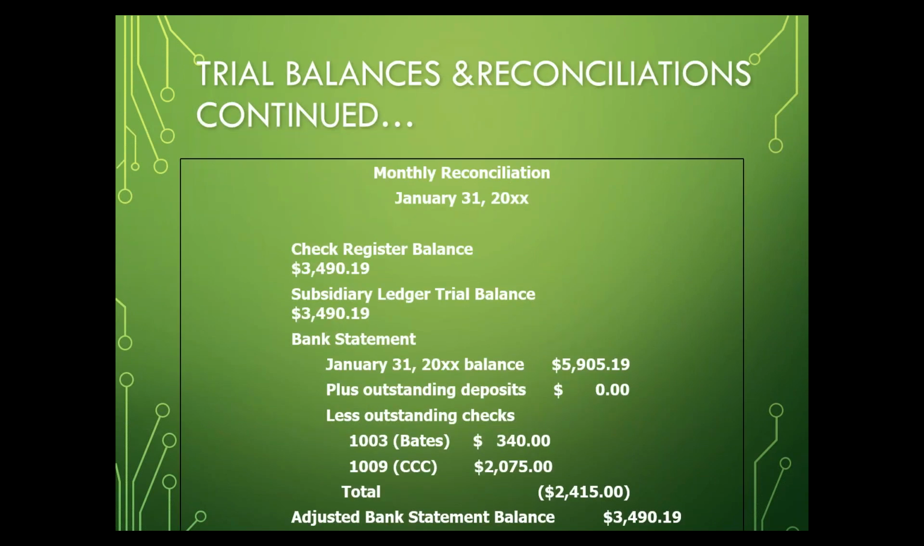Here's the reconciliation. Let's just assume for purposes of this example that the check register balance was also $3,490.19. That's here. Here's our subsidiary ledger trial balance, which we just calculated, but the bank balance is $5,905.19. The reason for that is because there are a couple of checks that were issued and posted to the client subsidiary ledger and the check register, but didn't actually clear the account in that month. And so those have to be accounted for, backed out of the bank statement balance. And you see when that's done, that bank statement balance then also equals $3,490.19, which is exactly what you want it to be.